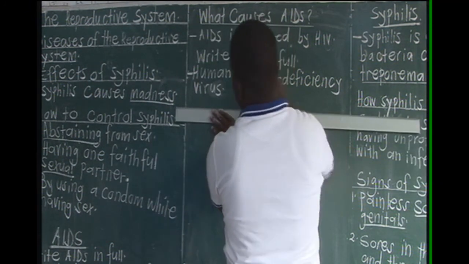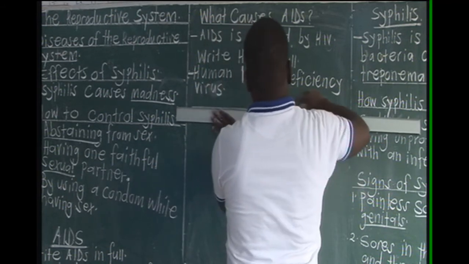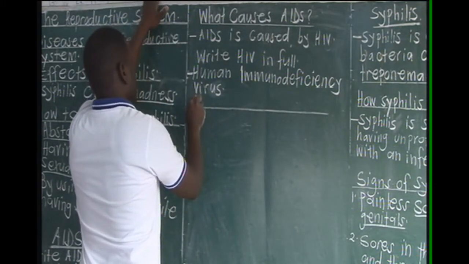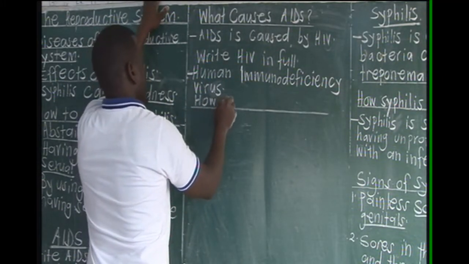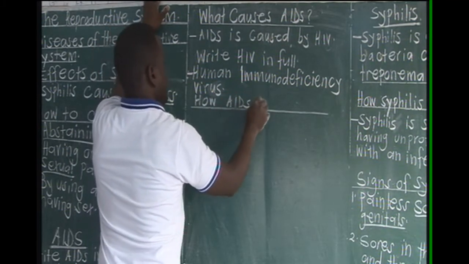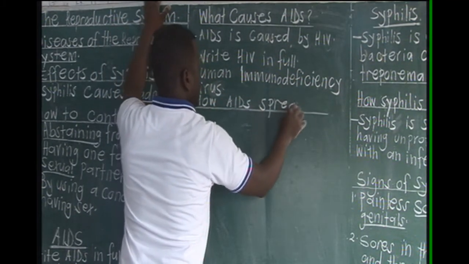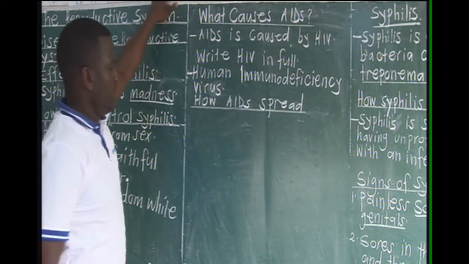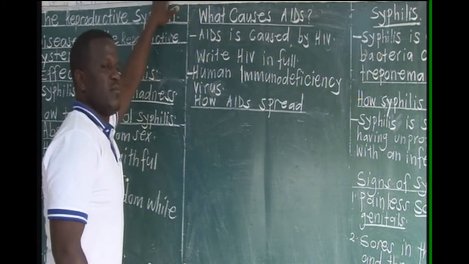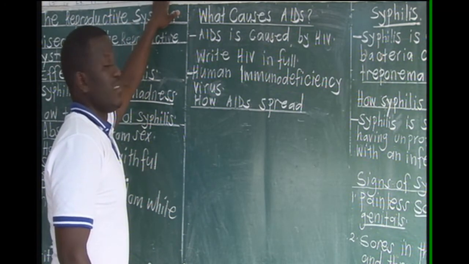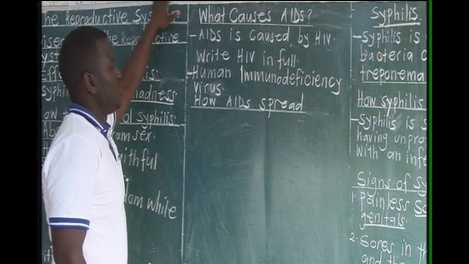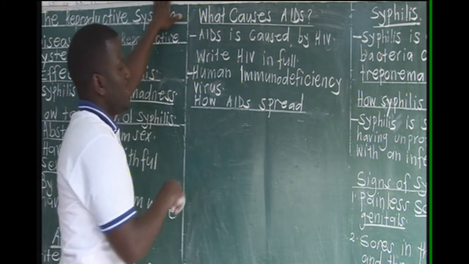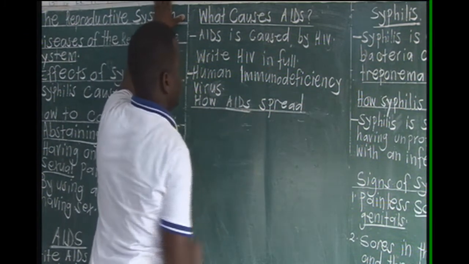How AIDS spreads. When you're writing the word AIDS, you must capitalize it. The moment you write AIDS in small letters, it loses the meaning because you will be writing the word aids, help. To aid is to help somebody or something. That's why we are capitalizing the word AIDS. It's an abbreviation.